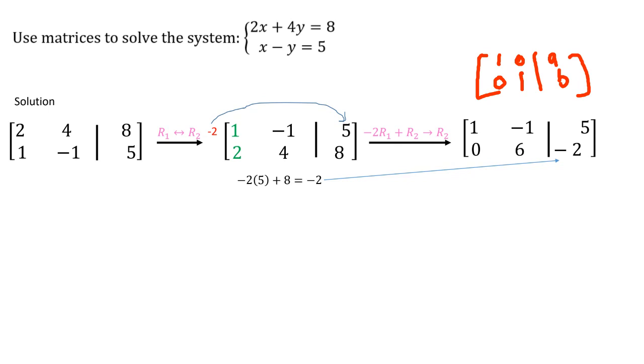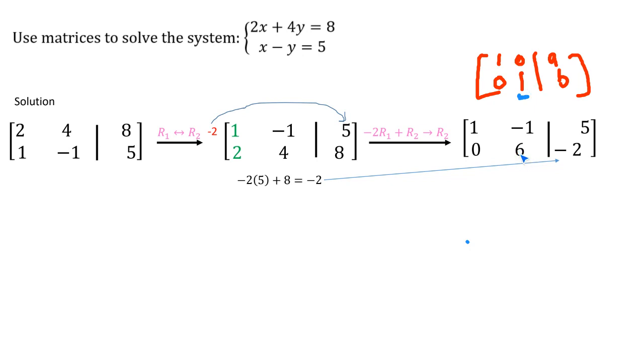So we want to have a 1 here. Always work with the diagonals first, because if you change the 0 first, if I try to make this a 0, then it's going to change these numbers over here. So always work with the diagonals first before making anything else zeros. Now we're going to check. So we have a 6.